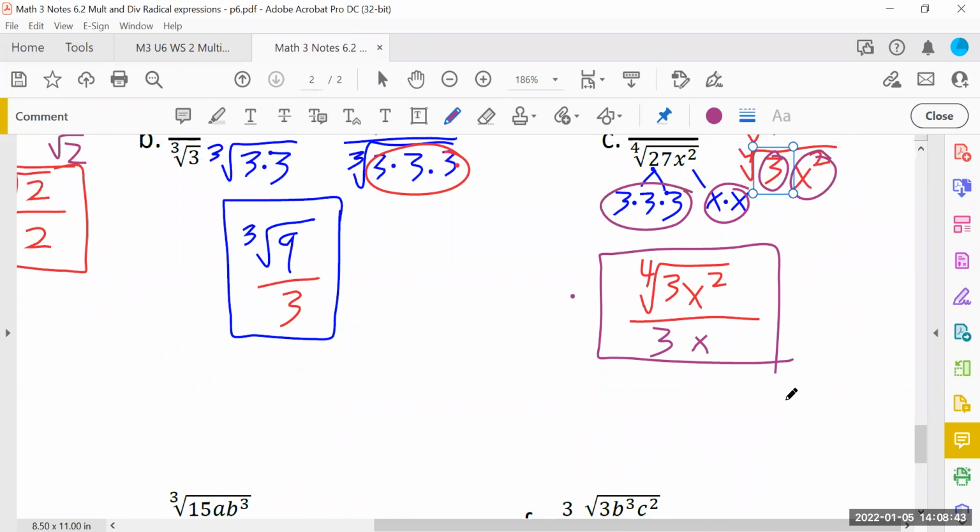Any questions with that? So let's try a couple homework problems. Go to the second page of the homework. And I want you all to try numbers 22 and 24 right now. Try 22 and 24.